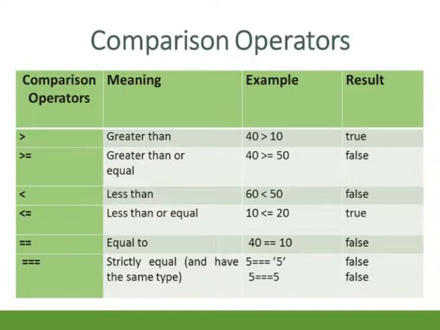Then we have less than or equal to, equal to. Note that for equal to you have to use the equal sign twice. Using the equal sign once, basically it is the assignment statement and not the comparison. Then we have another interesting operator which is called strictly equal to. This operator gives you the true value if and only if the two values that you are comparing with each other are equal and are of the same type.